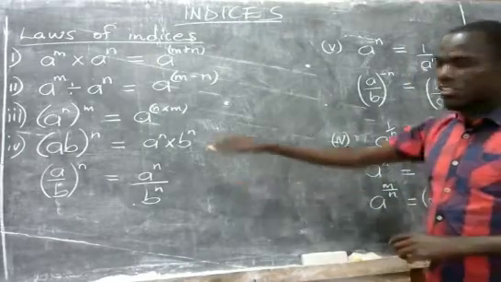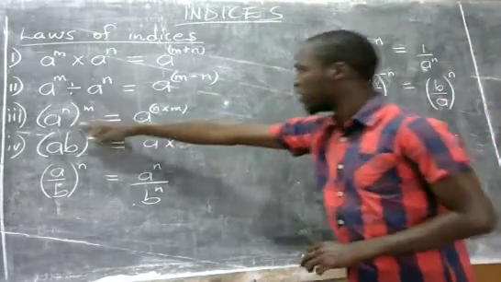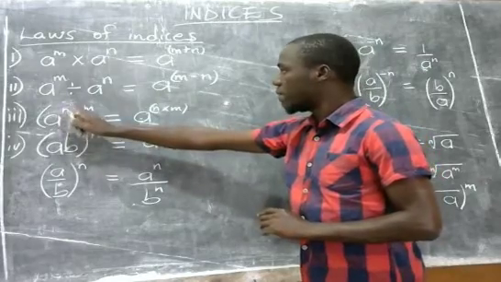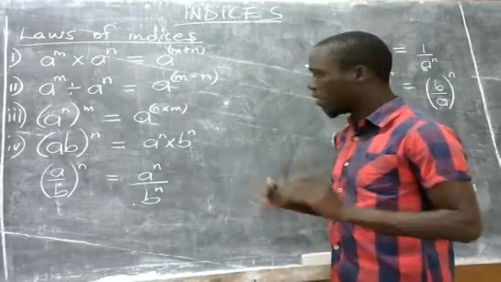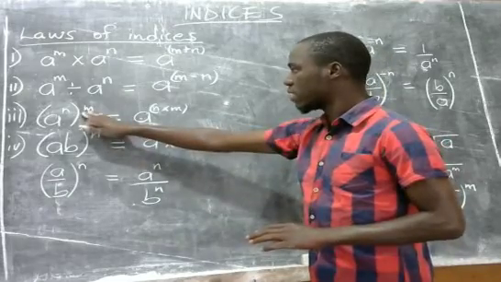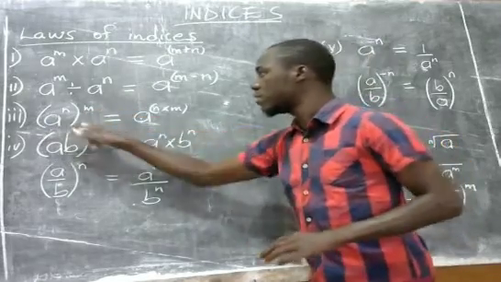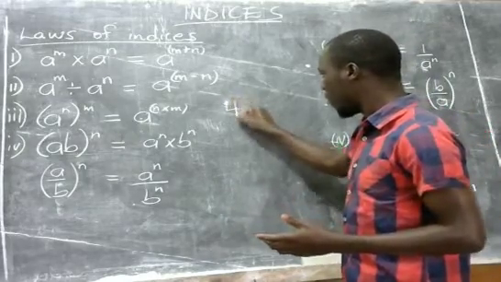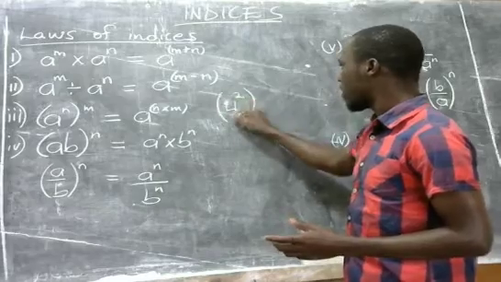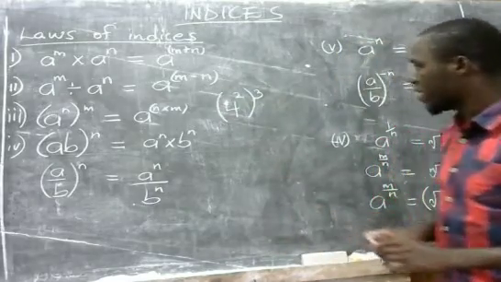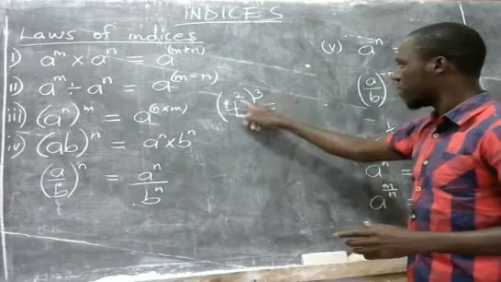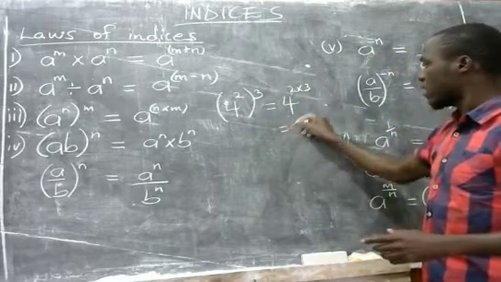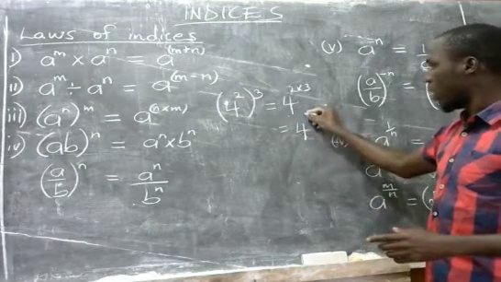Then when I proceed with the third one there, is that when I have a number with any power, then outside the bracket there is another power. When I remove the bracket, those powers are going to be multiplying themselves. For example, if I have 4 squared, then I have a power 3 again outside the bracket. If I remove the bracket, the powers are going to multiply each other, and I end up having 4 power 6.